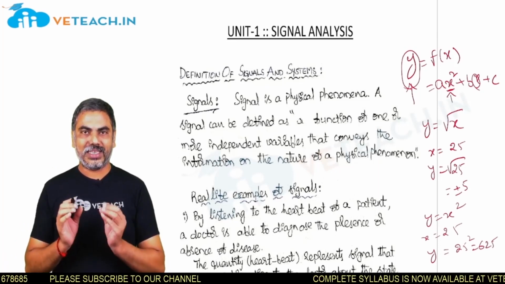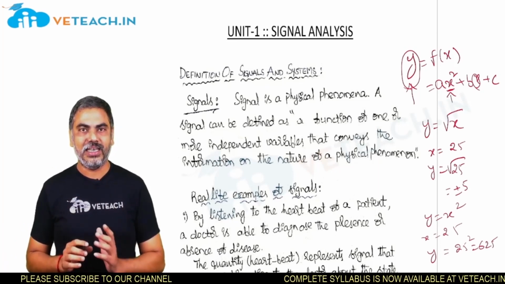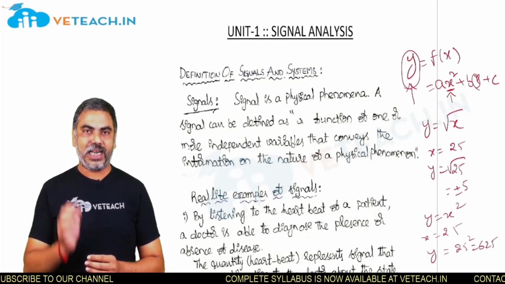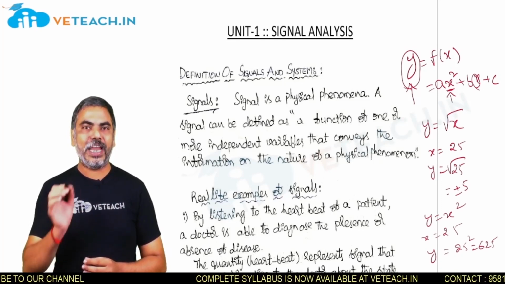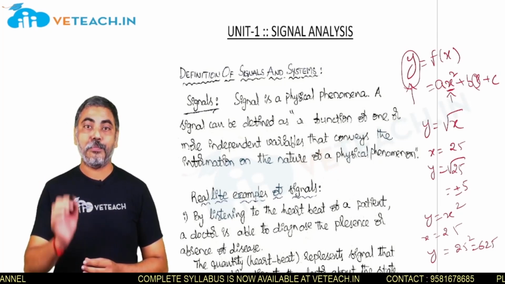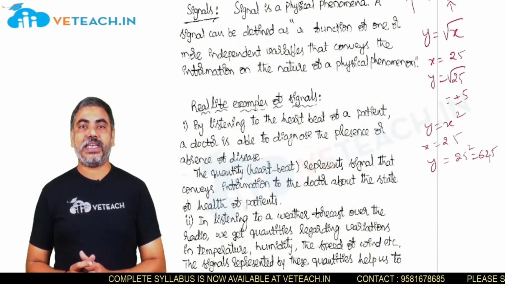So whatever the signal, let us see the definition. It is a physical phenomenon and it is a function of one or more independent variables that conveys information based on the nature of the physical phenomenon.